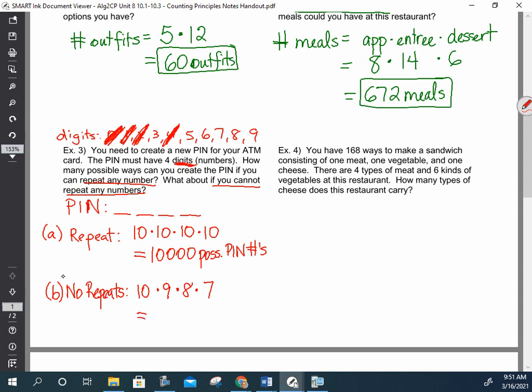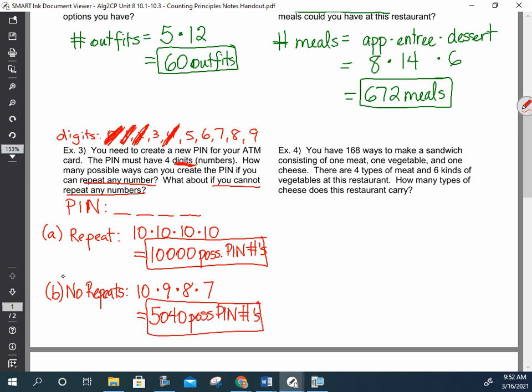So 10 times 9 times 8 times 7, let the calculator do a little work. So, what do we get? We multiply those 4, what do we get? 5,040. Don't be afraid to use that calculator, that's why I cleaned it up for you. So those are your 2 answers. Any questions? Example 3.